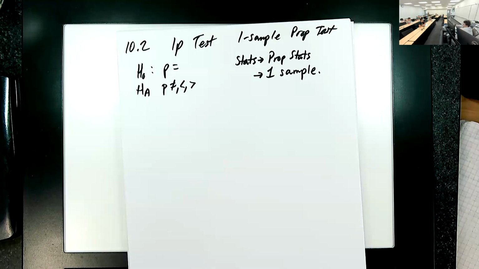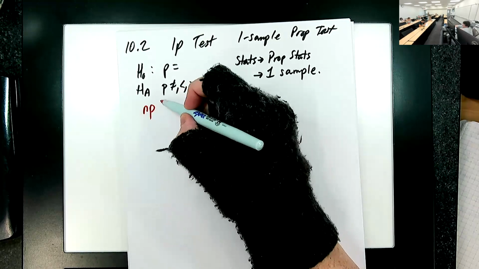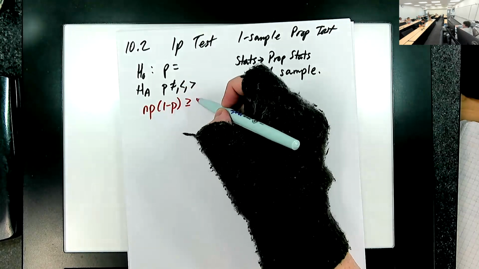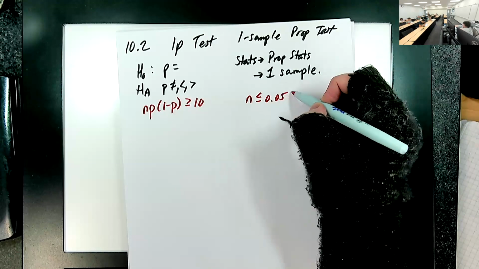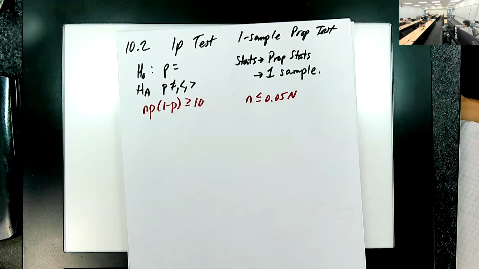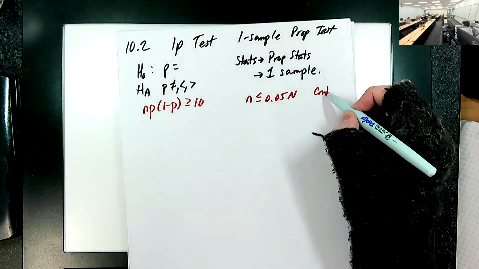As a reminder, its requirements had n times p times 1 minus p is greater than or equal to 10, and n had to be less than or equal to 5% of the population. That was the criteria to use the test.